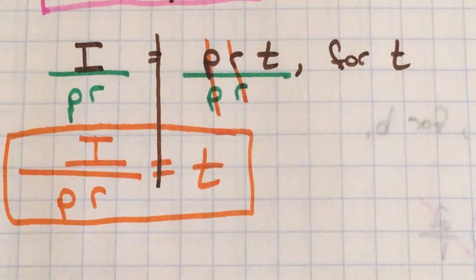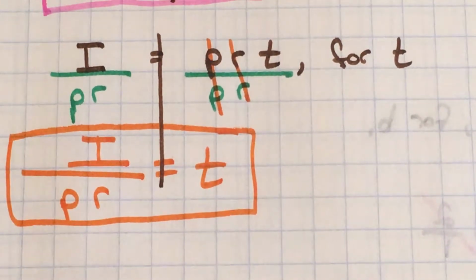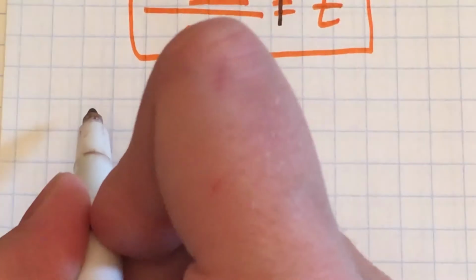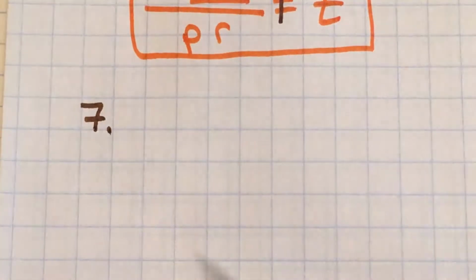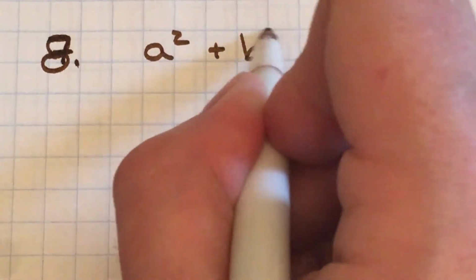All right, we're going to skip over number 7 and we're going to do number 8. You do not have to do number 7 today, so don't even worry about that. Let's do number 8. I'm going to let your geometry teachers help you with that.